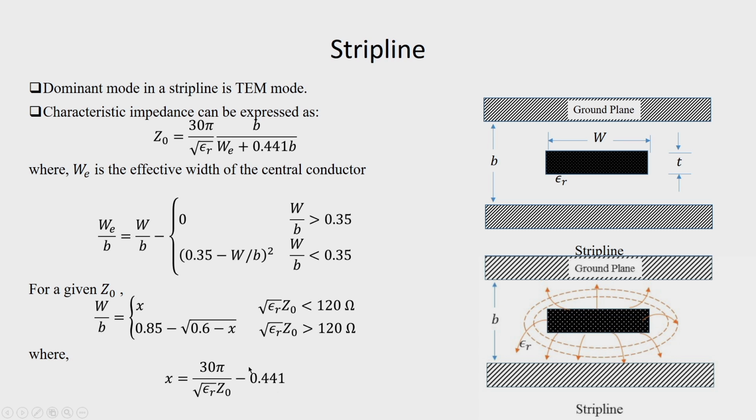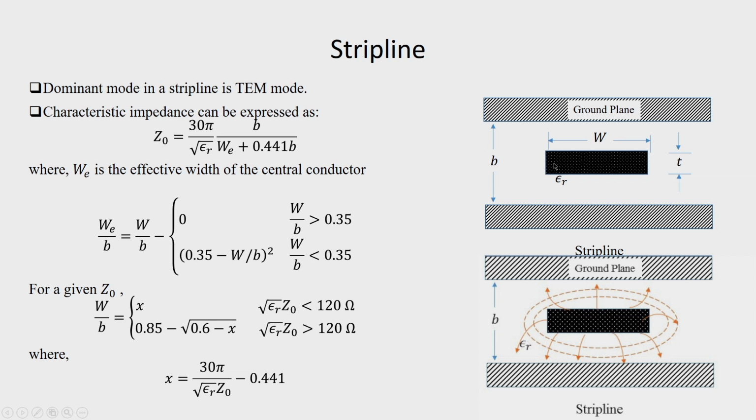So, once we have calculated this parameter x, then depending upon whether root epsilon r Z naught is less than 120 ohm or root epsilon r Z naught is greater than 120 ohm, we can calculate W by B as x or 0.85 minus square root of 0.6 minus x. So, this is the case where we synthesize the strip line for a given Z naught and dielectric constant we have already assumed. So, once we get W by B we can design the line. If we either specify B or W, the other parameter can be found out.